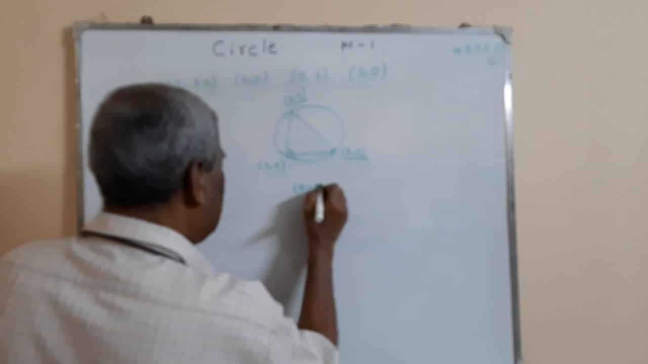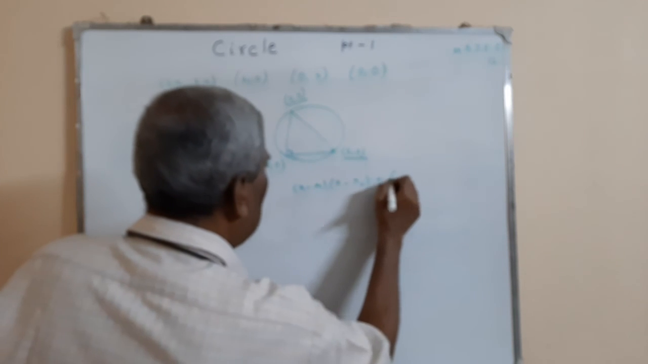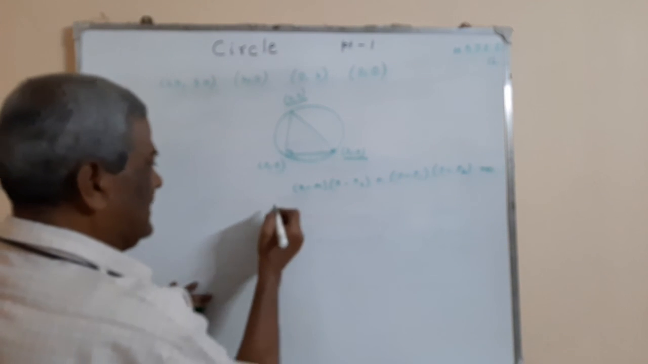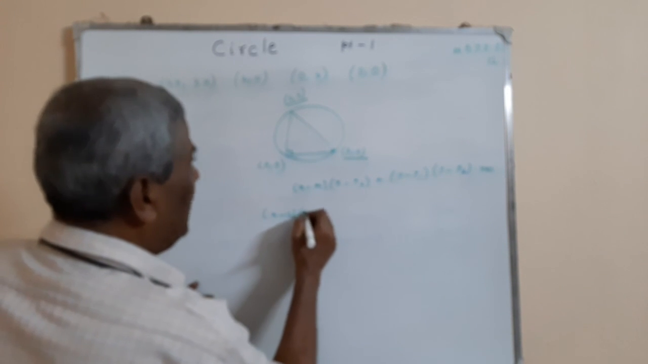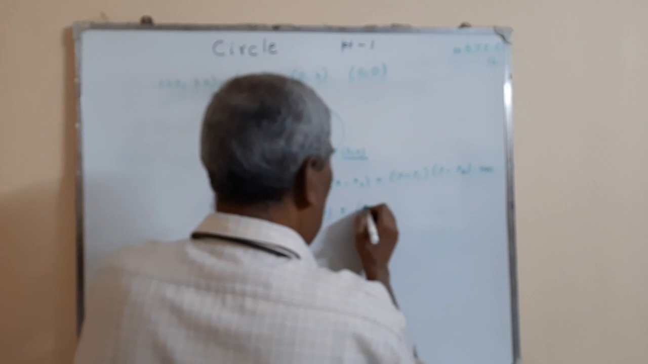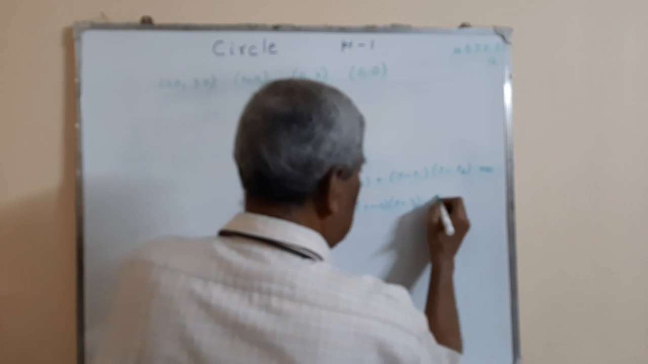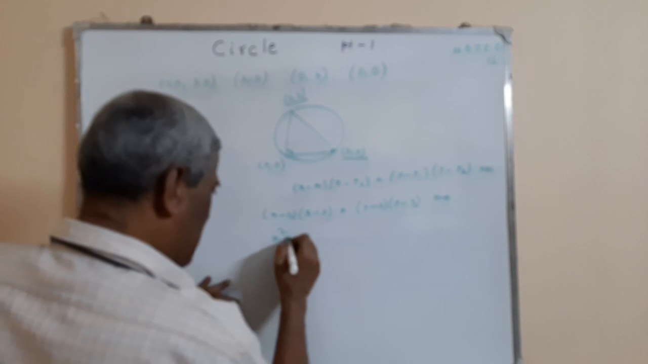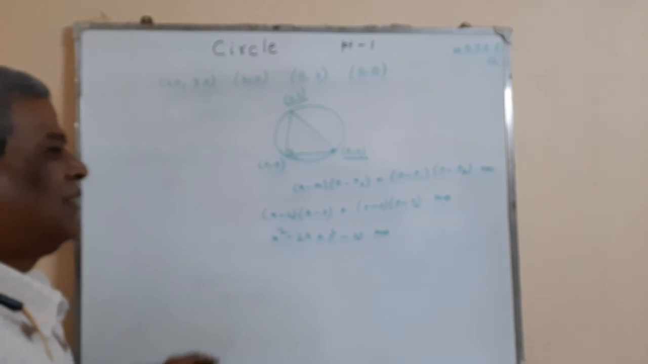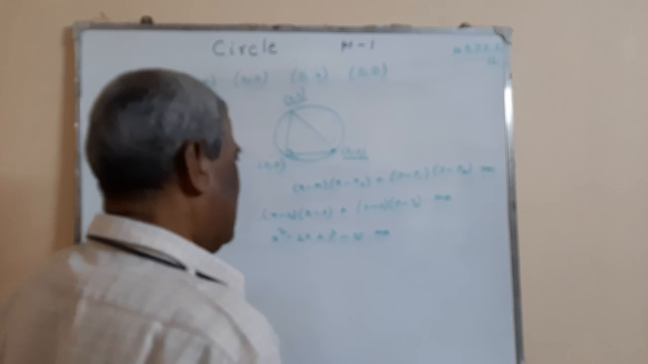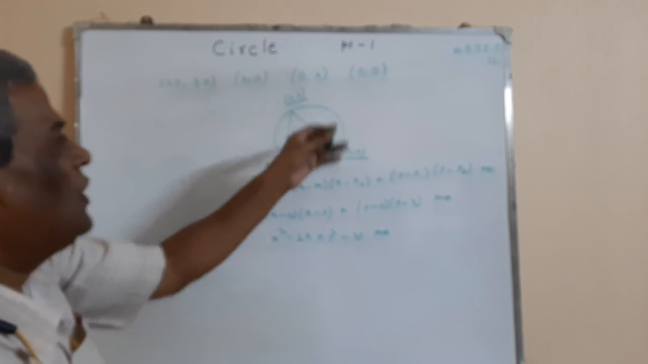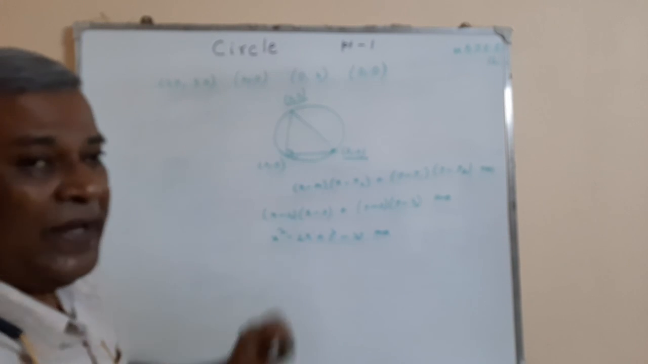Formula is (x minus x1) into (x minus x2) plus (y minus y1) into (y minus y2) is equal to 0. In that case, it is (x minus 2) into (x minus 0) plus (y minus 0) into (y minus 3) is equal to 0. That is x square minus 2x plus y square minus 3y is equal to 0. This is the equation of the circle passing through these last 3 points.